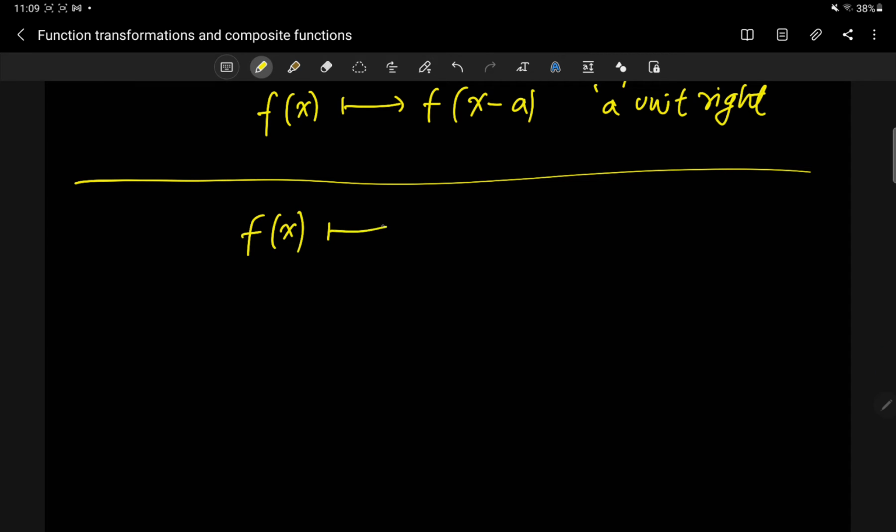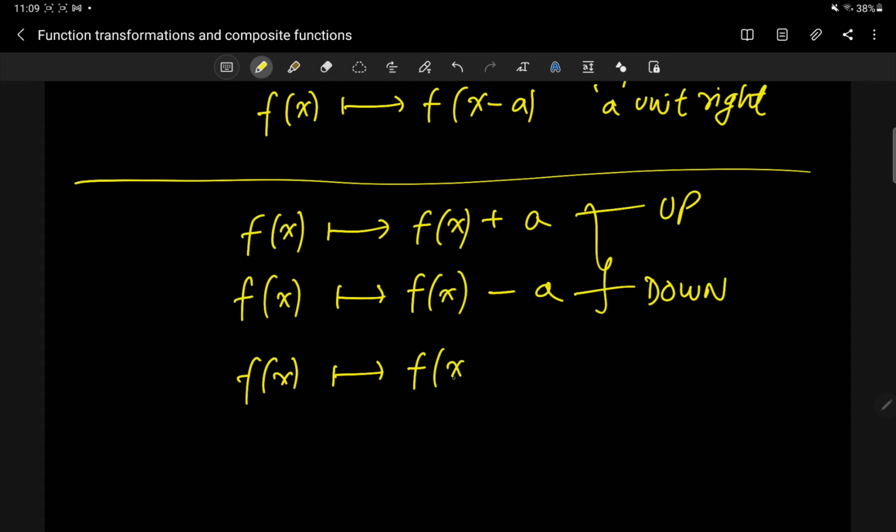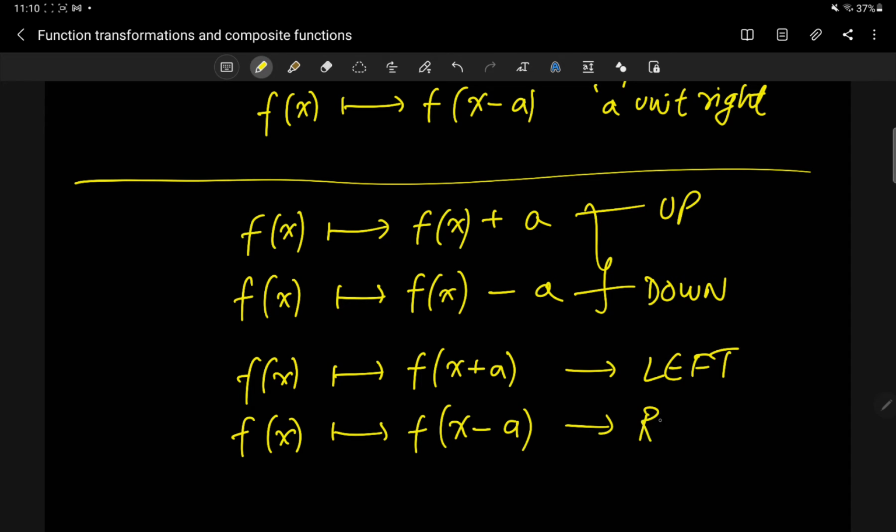f of x going to f of x plus a, and f of x going to f of x minus a. These are changing the outputs. So this one is moving up, and this one is moving down. Whereas x going to x plus a is a left motion, and x going to x minus a is a right motion.